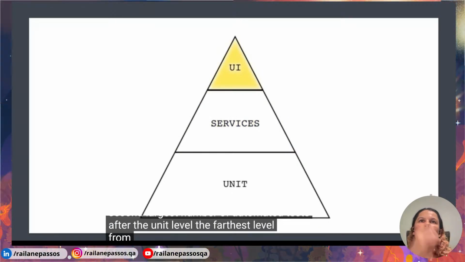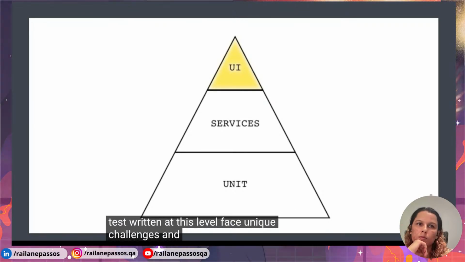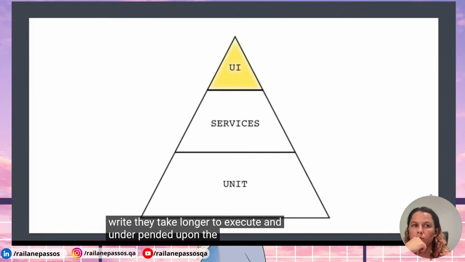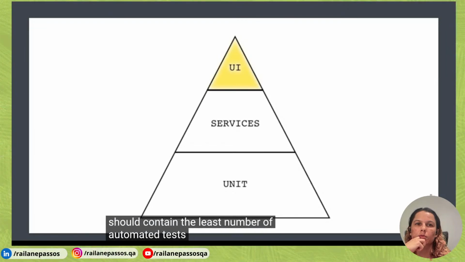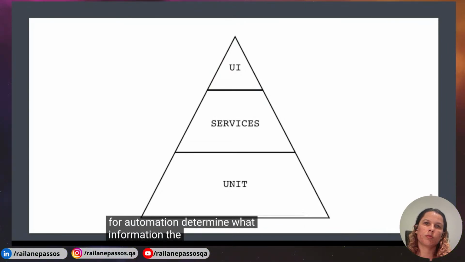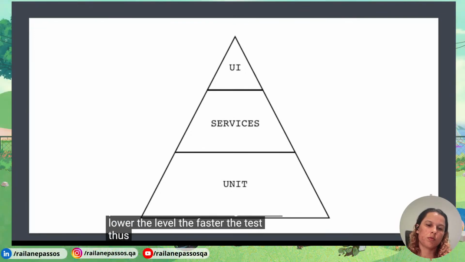The furthest level from the production code is the UI level. Tests written at this level face unique challenges in that they take longer to write, they take longer to execute, and are dependent upon the consistency of the UI. Because of this expense, this level should contain the least number of automated tests. When considering a test for automation, determine what information the test needs to verify and choose the lowest level of the pyramid possible to write the test against. The lower the level, the faster the test, thus upholding the goal of fast feedback.